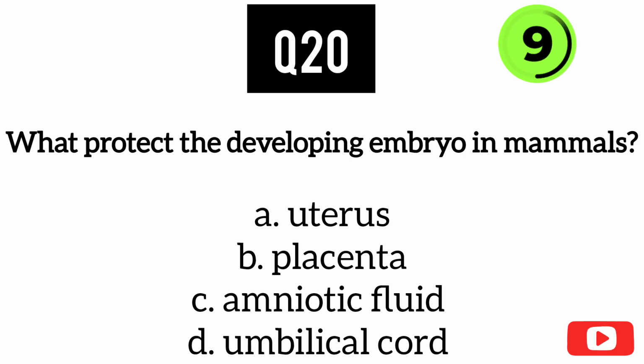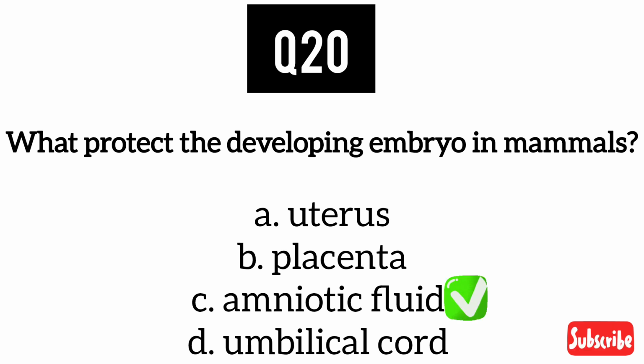Question 20. What protects the developing embryo in mammals? A. Uterus, B. Placenta, C. Amniotic fluid, D. Umbilical cord. So the correct answer is option C, amniotic fluid. The amniotic fluid surrounds and cushions the embryo, protecting it from shock and injury.